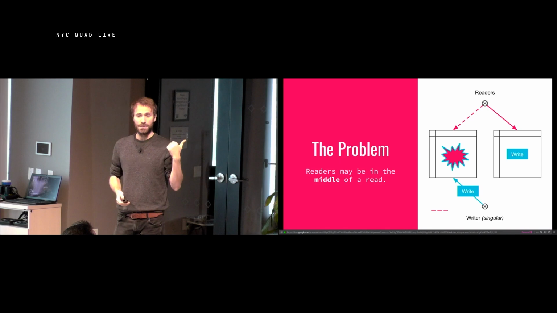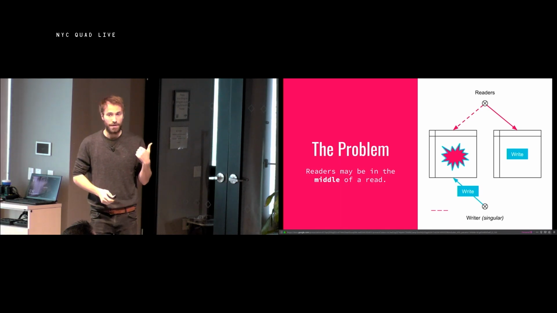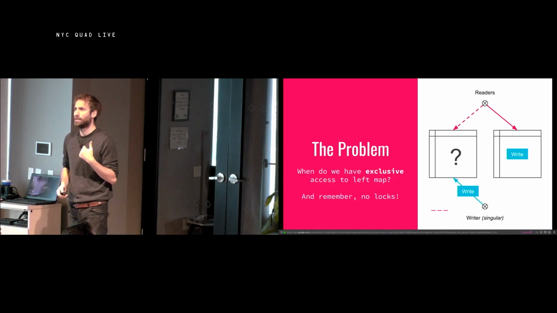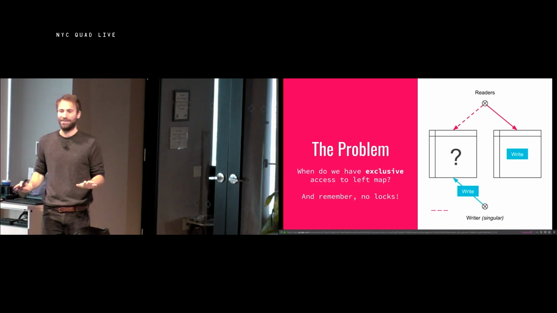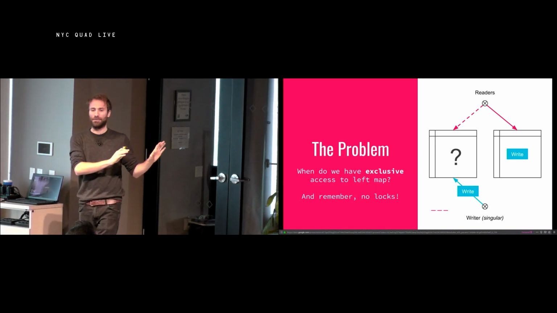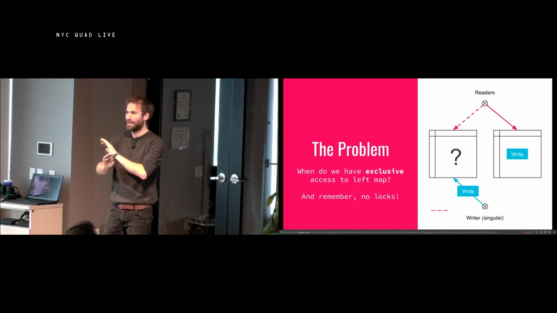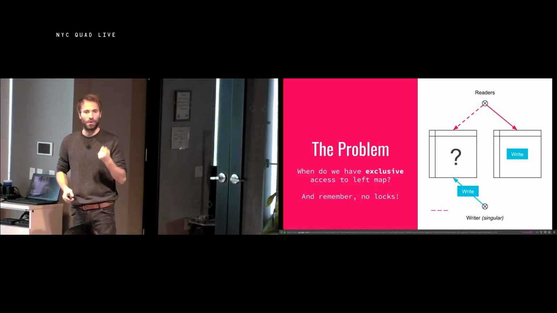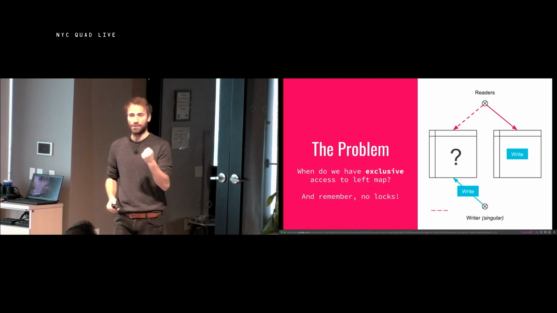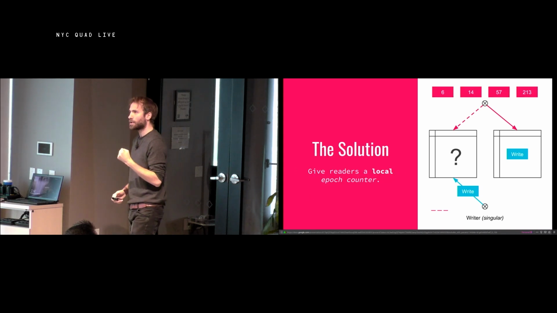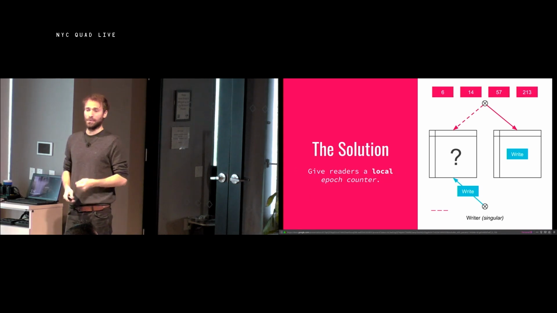So we need some mechanism to deal with this. Now, the way to deal with this is not to add locks, because we're not allowed to do that. Locks would trivially solve this problem, but locks are the problem in the first place. So we're not going to add any locks. We need to know when the writer has exclusive access to the left map. When are there no more readers left? The way we're going to do this is by introducing epoch counters.